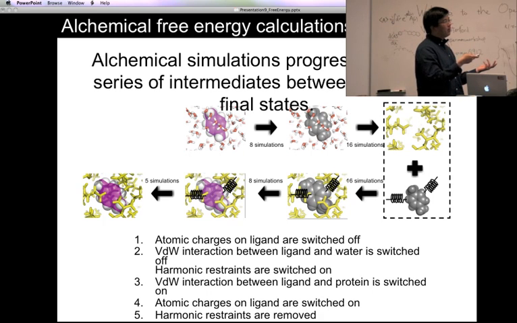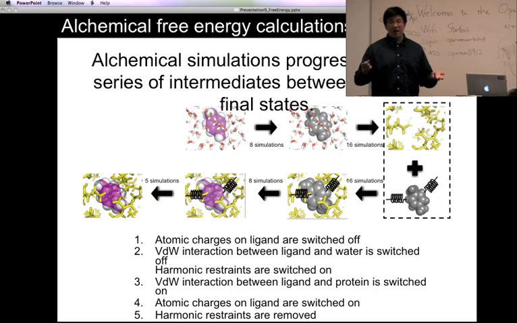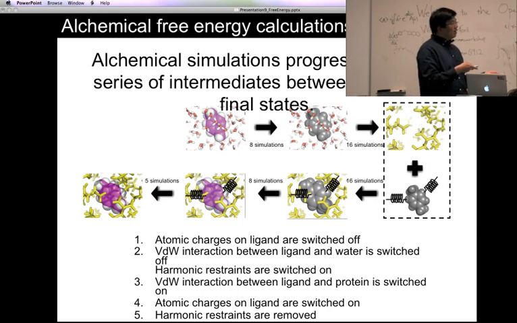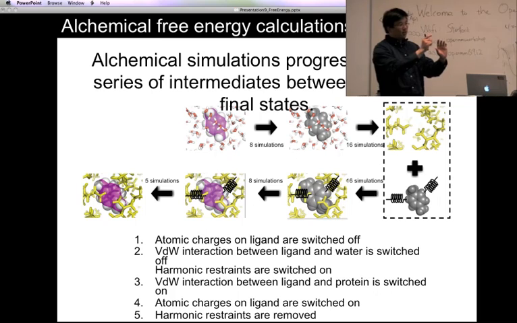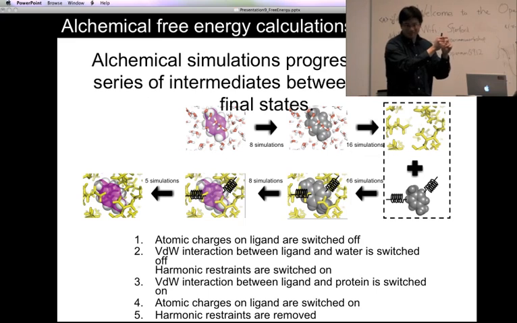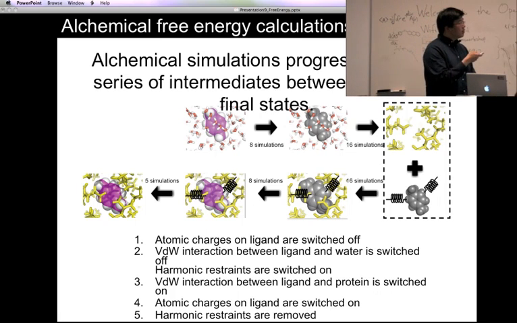In the first step, the Coulomb interactions between the ligand and the solvent are gradually turned off. In the next step, the van der Waals interactions between the ligand and the solvent are turned off. So essentially, the solvent is gone, or the ligand has disappeared from the solvent. Then you introduce harmonic restraints that move the ligand into the correct position, essentially where it would be if the protein were there. And then you turn on the van der Waals interactions between the ligand and the protein. You turn on the Coulomb interactions, and then you remove the harmonic restraints. So these are the two physical endpoints, and these are the unphysical intermediates that connect them.